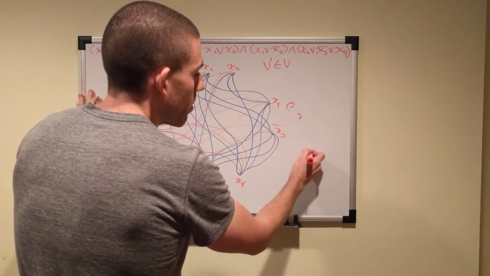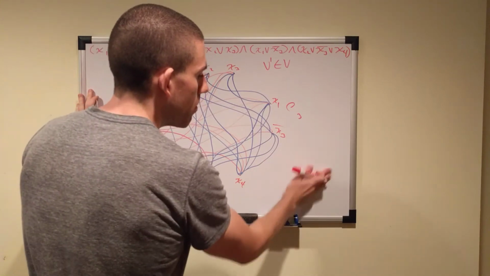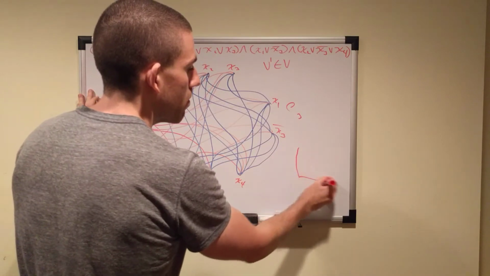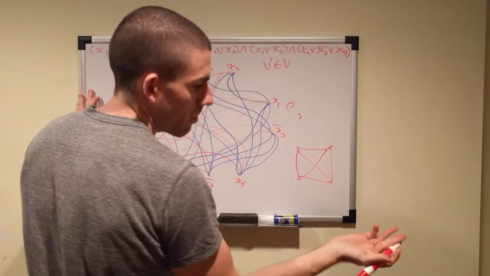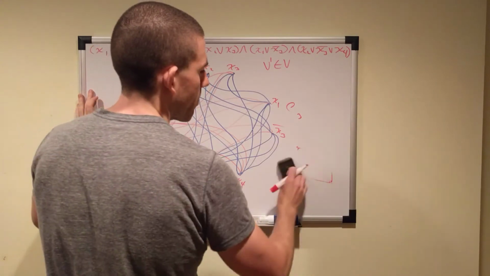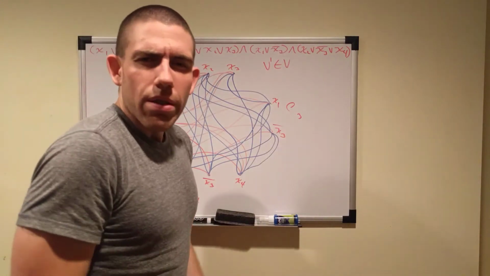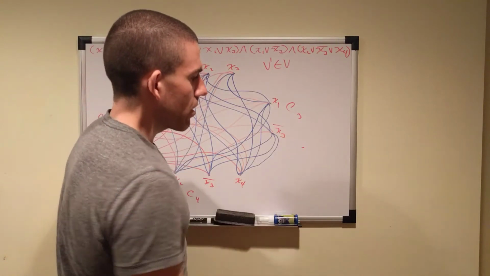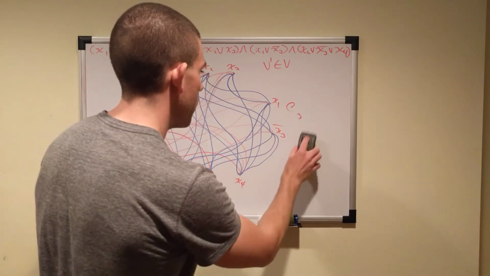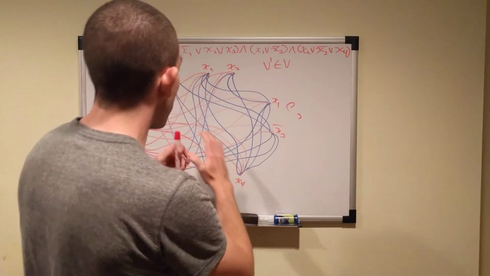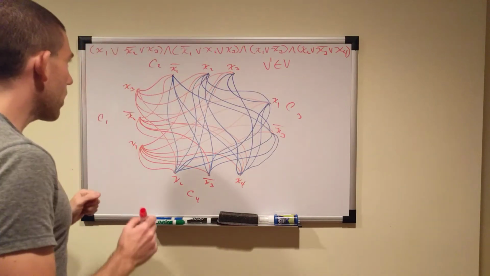A clique of 3 looks like that. It's just a triangle. Clique of 4. Right? And if you want to be annoying, there's a clique of 1. So we're looking for a clique of size 4. Are we going to find one?